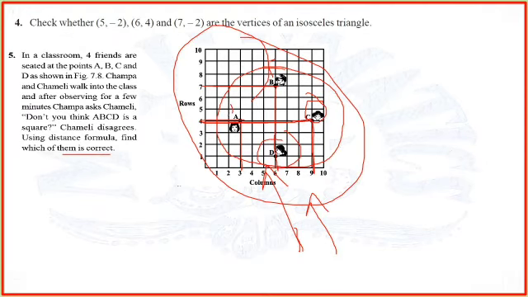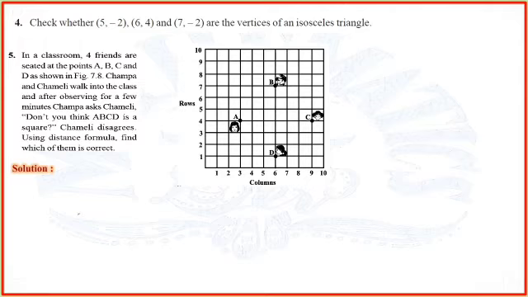That means now our task starts from here, that we have to find out the distance of AB, the distance of BC, the distance of CD, and then the distance of AD. So this way we have to find out all these 4 distances. If these 4 are equal, plus the diagonals are also equal, then we say that these 4 students form a square, otherwise not. So Chameli disagrees means either Chameli is wrong or Champa is wrong. The results will decide that. So here we start the solution.